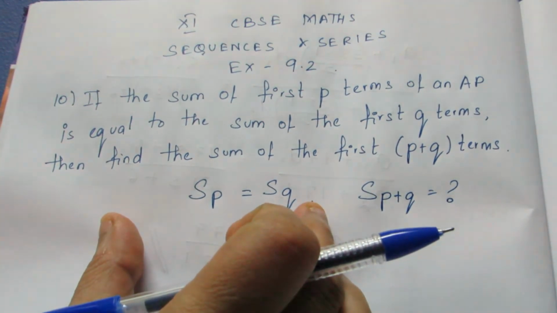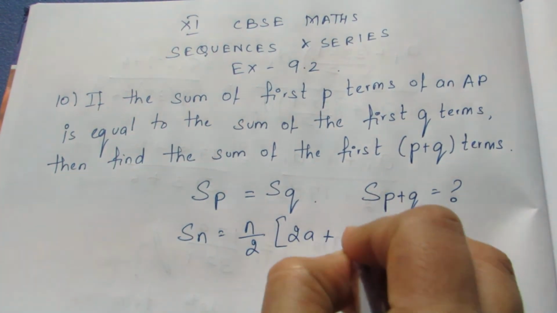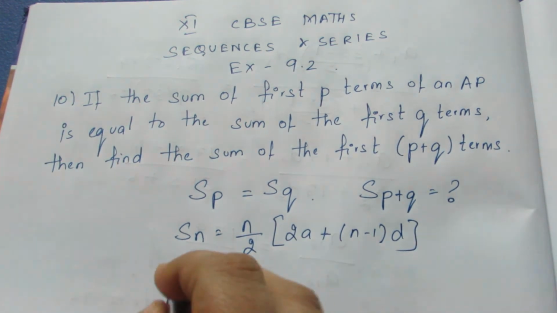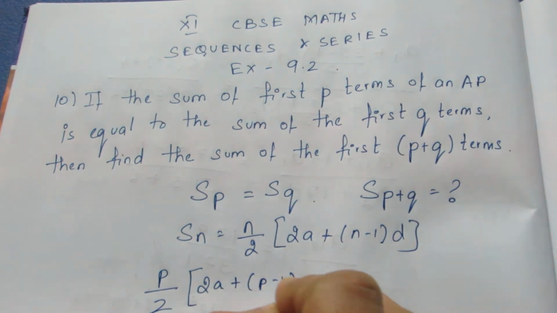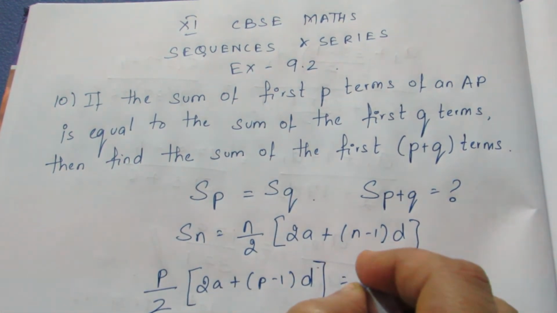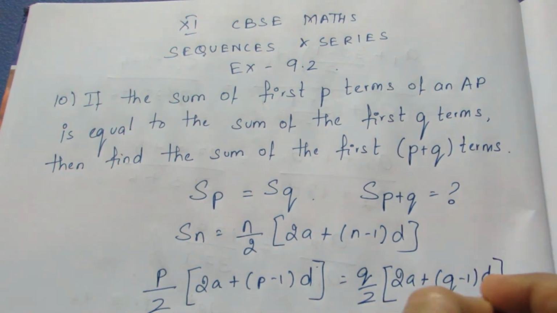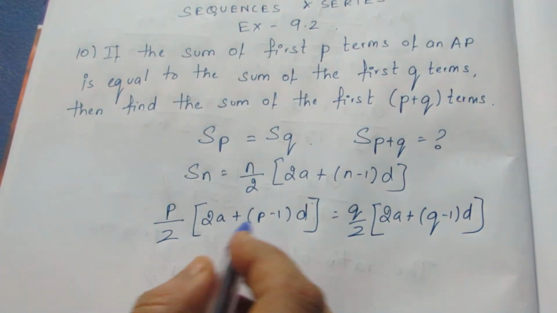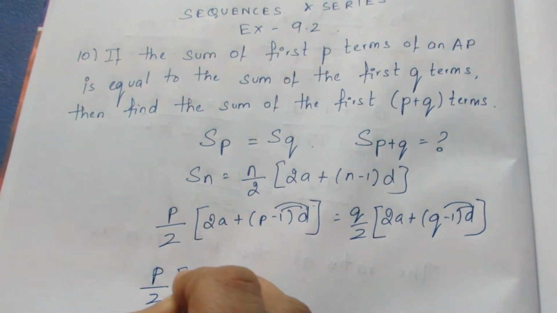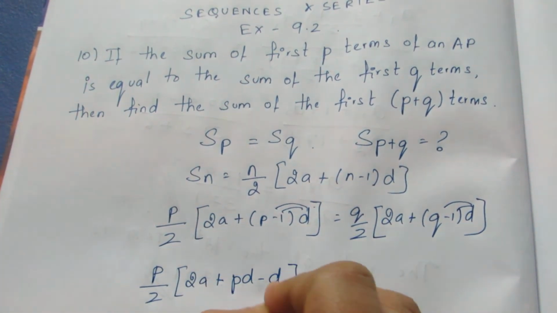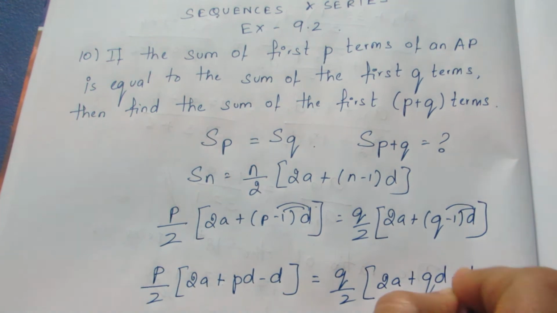Here we'll start with the given. We'll substitute the formula. We know Sn formula is n by 2 into 2a plus n minus 1 into d. Here substitute the value over here. It is P by 2 into 2a plus P minus 1 into d, because instead of n we have P here. Here also Q. So Q by 2 into 2a plus Q minus 1 into d. Just multiply this inside. Now it becomes P by 2 into 2a plus PD minus d is equal to Q by 2 into 2a plus QD minus d.